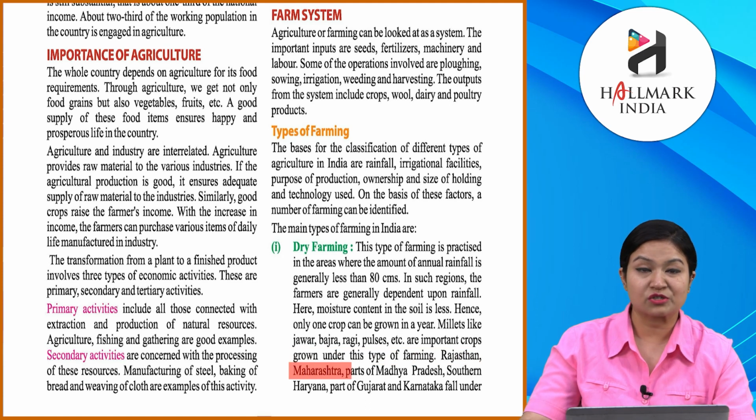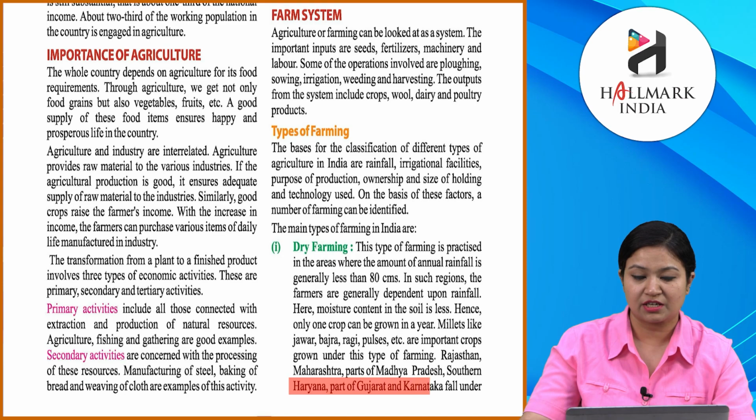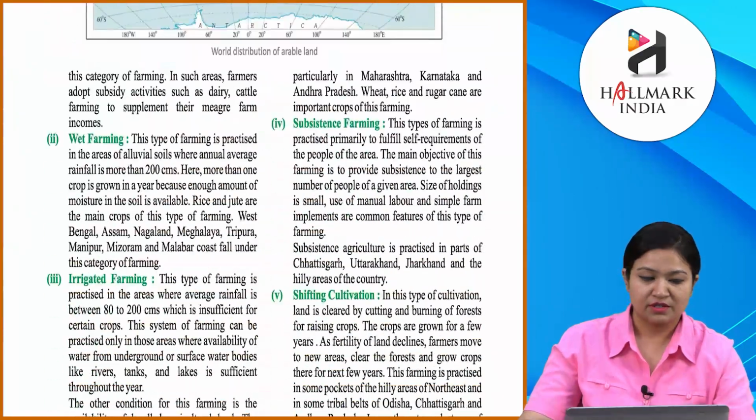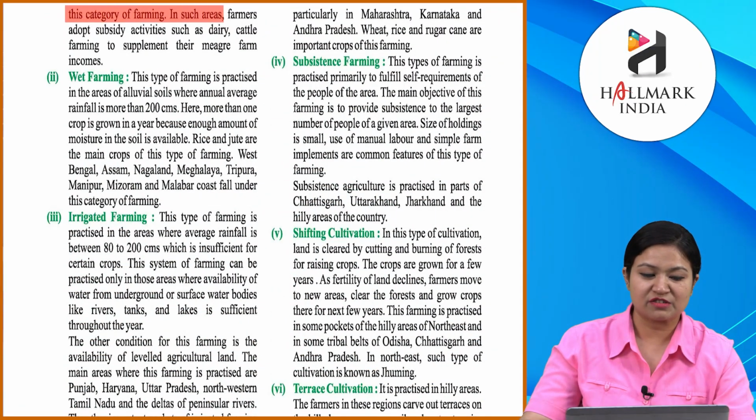Rajasthan, Maharashtra, parts of Madhya Pradesh, southern Haryana, parts of Gujarat and Karnataka fall under this category of farming. In such areas, farmers adopt subsidiary activities such as dairy, cattle farming to supplement their meager farm incomes.